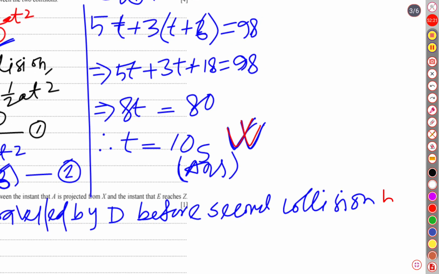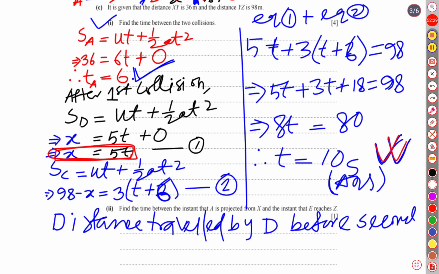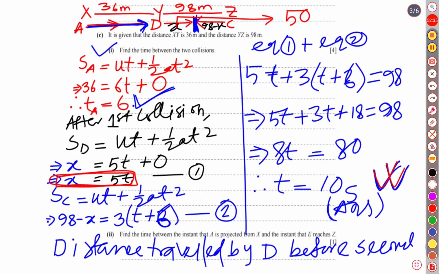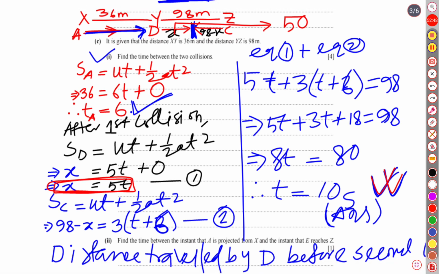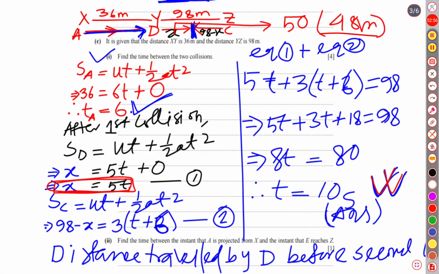Okay, now if D traveled 50 meters, after the second collision there is no existence of D; it coalesces and forms E. So E traveled from 98, and if we subtract 50, there remains only 48. Now there are only 48 meters left, so 48 meters were traveled by E.